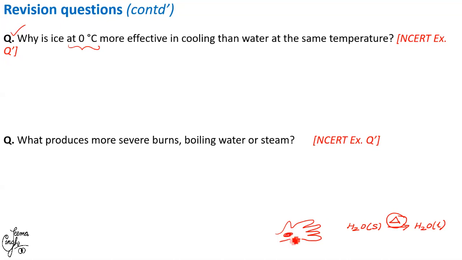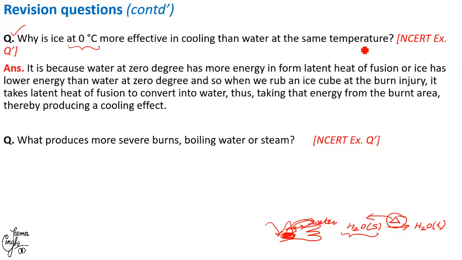Suppose you have a burn injury on your hand, right? This is the wound. Now when you rub ice, this is the ice cube, the ice will melt into water. For melting this ice, you have to provide heat, and this heat is provided by this burn injury. So this ice takes up heat from the burn injury and converts into water. Since this ice is taking up heat, it causes a cooling sensation. And thus, ice at 0 degrees is more effective in cooling than water at 0 degrees because the energy possessed by ice is lower than that of water.